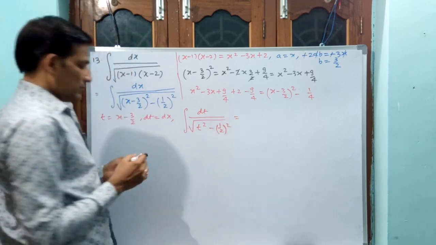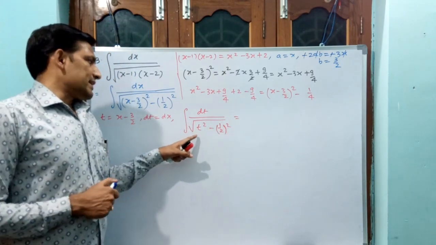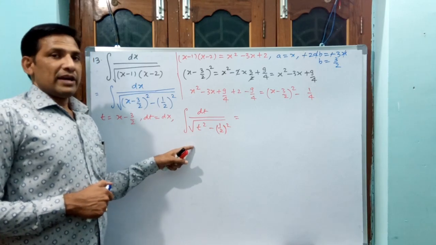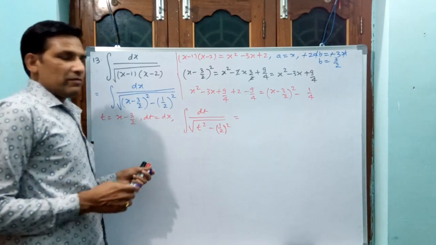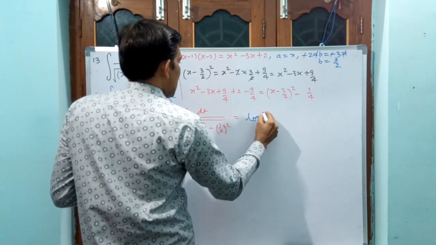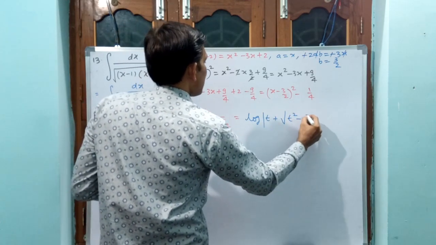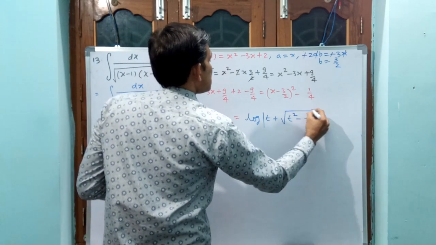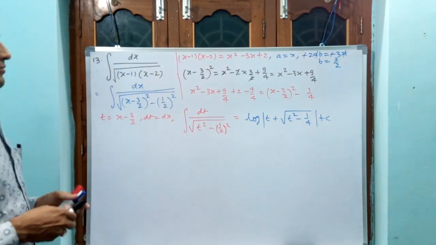You see here, this expression has a square root, and with a square root, 1 by 2a will not come. What will come is log of t plus square root of t square minus 1 by 4, plus c. Is it okay? Definitely okay.